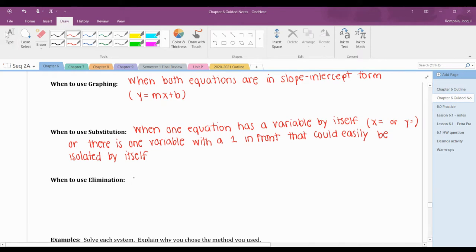When would we use elimination? Well, we'd use elimination when all like terms are lined up vertically. That means you've got all the x's lined up nicely, all the y's lined up nicely, the equal signs lined up nicely, and the number on the other side lined up nicely. So when all like terms are lined up vertically and we have opposites.